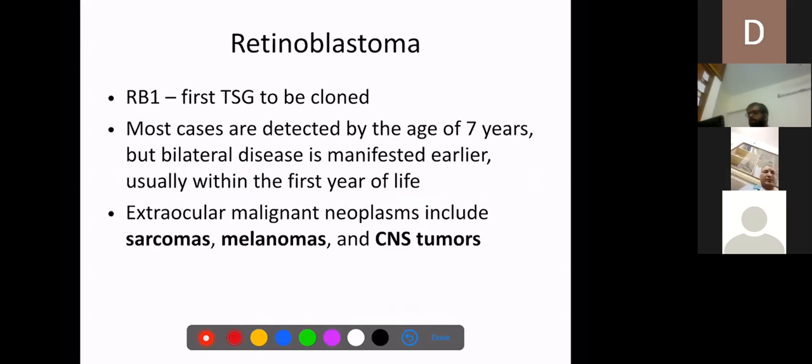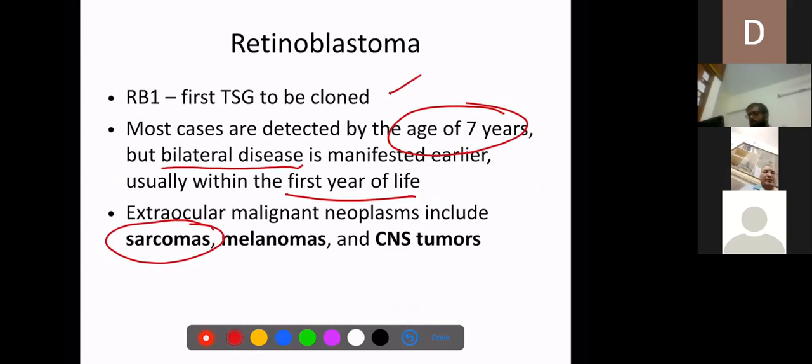So retinoblastoma, I told you, is the first tumor suppressor gene to be cloned. Most of the cases are identified at the age of 7 years, but bilateral disease manifests even in the first year of life. Extraocular malignant neoplasms are notorious to cause sarcomas, especially osteosarcomas. Just remember, if there is a question on which cancer is caused in retinoblastoma, and you have an option like osteosarcoma, the answer is osteosarcoma. Sometimes they can lead to melanomas and CNS tumors also.